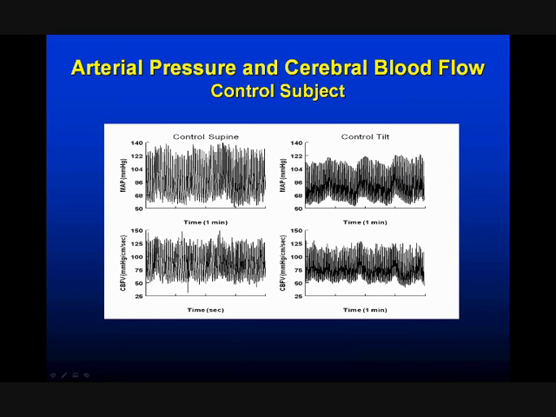slide shows some other rather interesting control aspects of the relationship between blood pressure, shown here as MAP, the mean arterial pressure, and cerebral blood flow. Notice here that this is a control subject who was lying down at the time and then tilted. And this is 1 minute after the imposition of the tilt. Here you can see that there's a rhythmic change in the blood pressure, which is what everybody experiences. And notice that the cerebral blood flow is relatively unchanged.